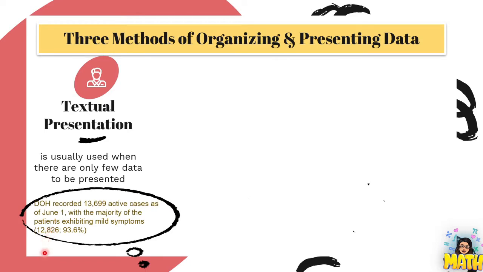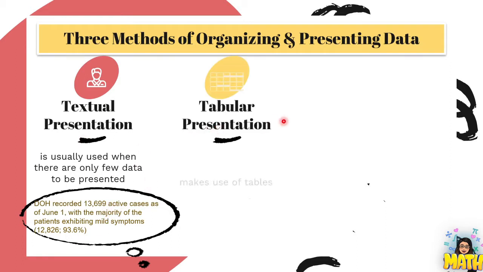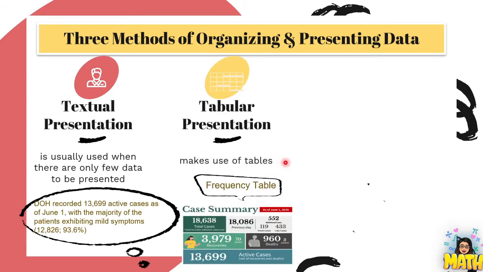DOH recorded 13,699 active cases as of June 1, with the majority of the patients exhibiting mild symptoms. So as you can see here, present yung information ng active cases by just putting it in a sentence. The second one is by tabular presentation. So from the word tabular, it makes use of tables. Just like here, na may mga numbers which talks about the frequency.